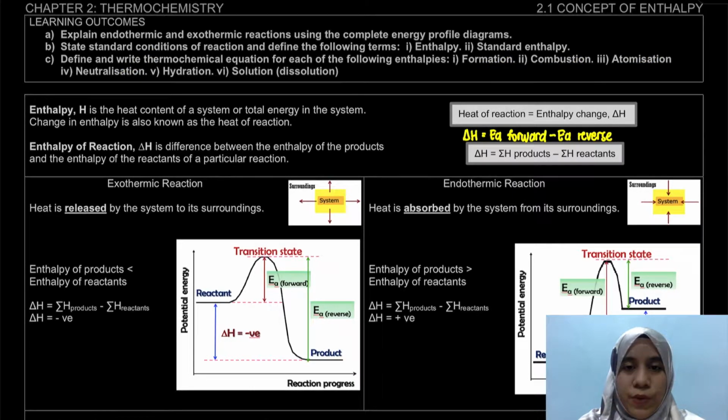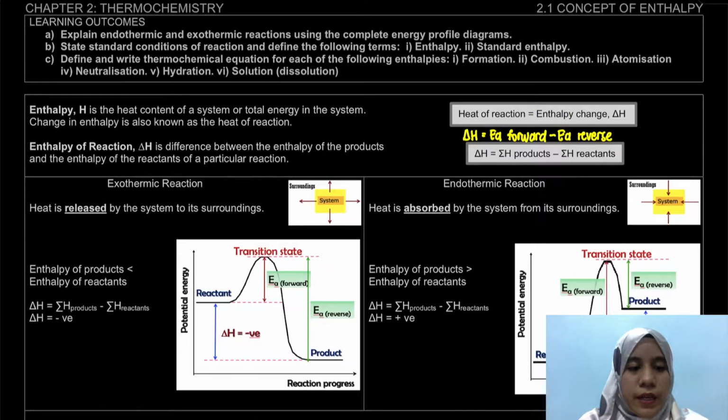So without further ado, let's look at what is meant by enthalpy, the name of our subtopic itself. Enthalpy is the heat content of a system or the total energy in the system, where the change in enthalpy is also known as the heat of reaction. So here we have heat of reaction equal to enthalpy change. Remember, enthalpy, the layman word for it, is actually heat. But for this chapter, we will call it enthalpy.